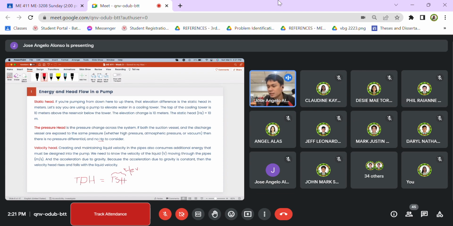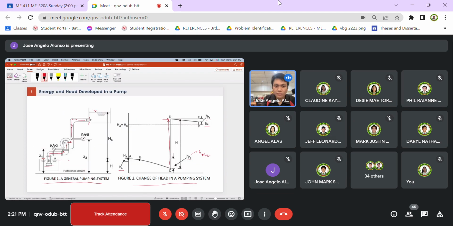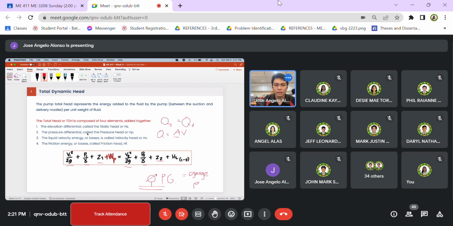So kapag walang binigay, if the pressure here in the suction is equivalent to the pressure on the discharge, then there will be no pressure change and makakancel lang naman sila in the equation. Wala tayong kailangan i-calculate doon.